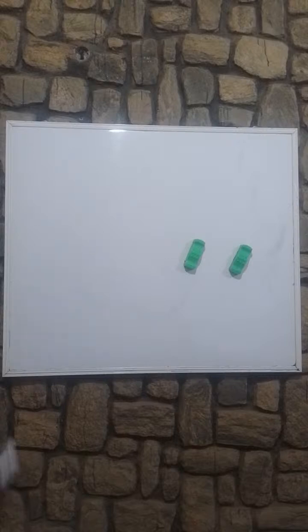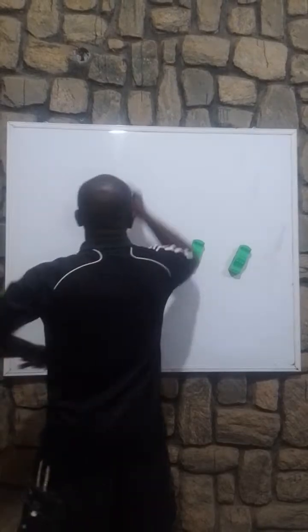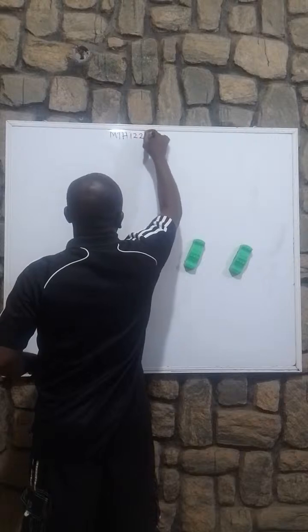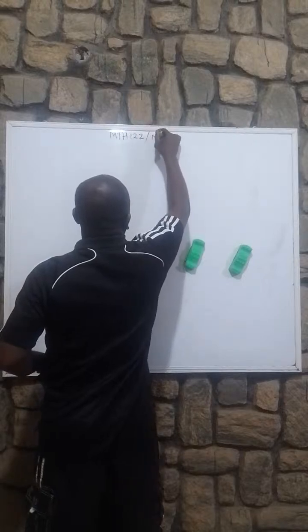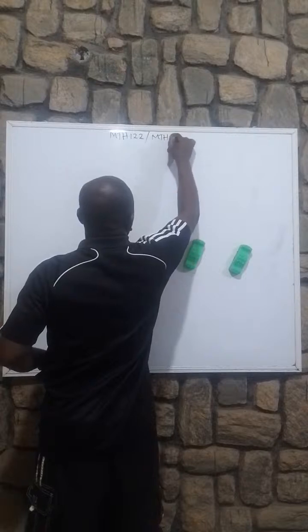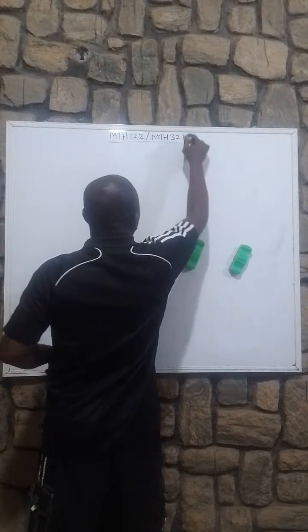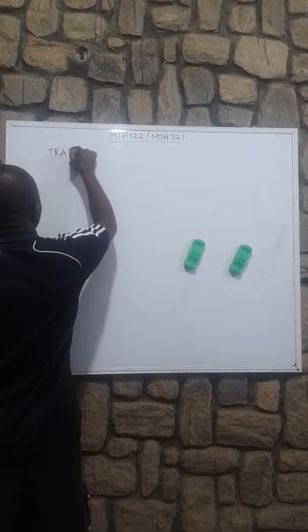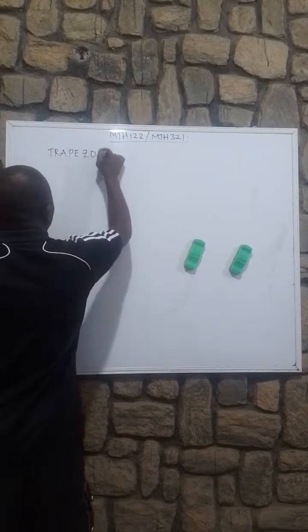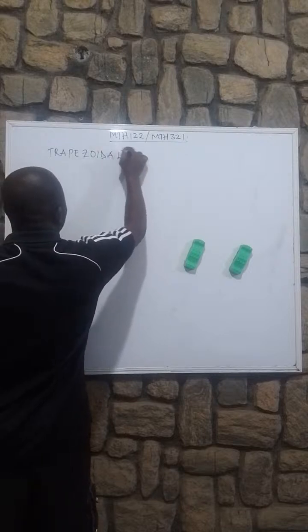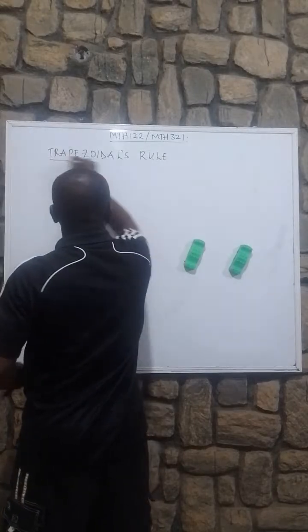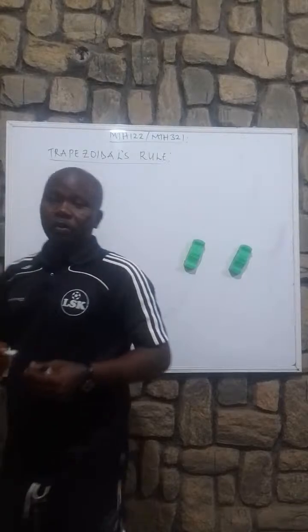Tonight we'll be looking at MTH312. We'll consider the trapezoidal rule. That is what we are going to look at.